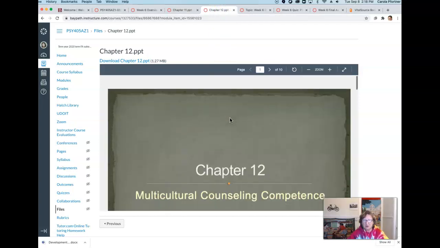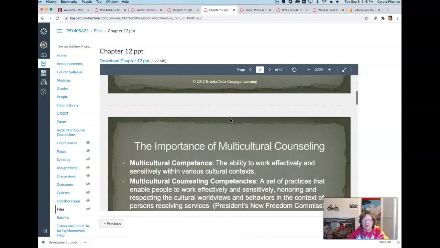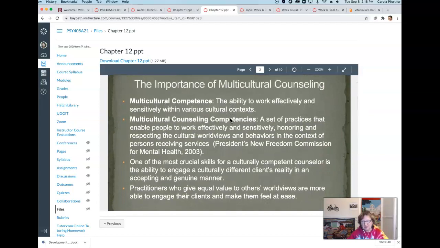Then for chapter 12, which is multicultural counseling competence, we have some review of basically what we've learned this entire course, and that is the importance of multicultural counseling. Your competence is your ability to work effectively and sensitively with people from various cultural contexts. These competencies are practices that enable you to work with people of different cultural worldviews, in the context of the person receiving services, honoring and respecting these worldviews and building a bridge so that you can have a meaningful counseling relationship. So that is a quick view at the chapter 12 PowerPoints.